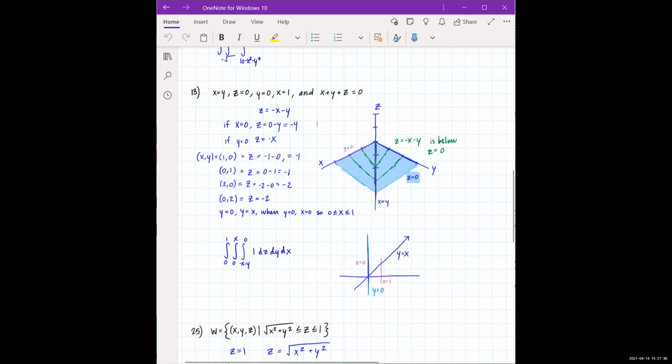Yeah, so for here, I put if x equals 0, then z equals negative y, but I wasn't sure how to draw that. So, okay, if x is 0, y is negative 1, like that. And then it would be the same for negative x, just going the opposite way. Okay, that makes sense. Yeah, because it's below z equals 0.